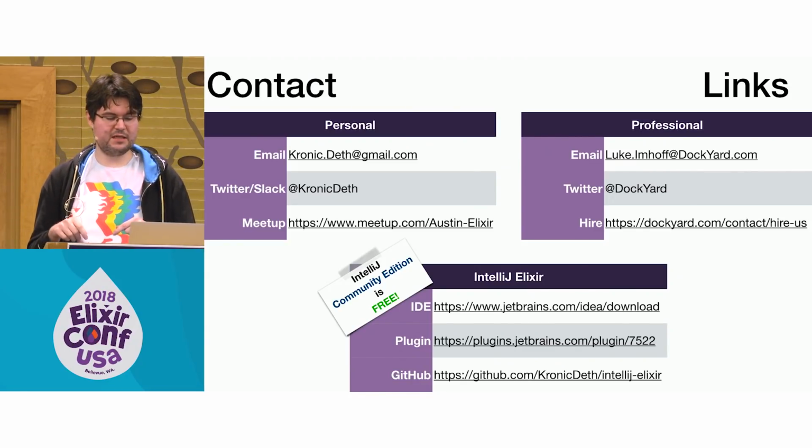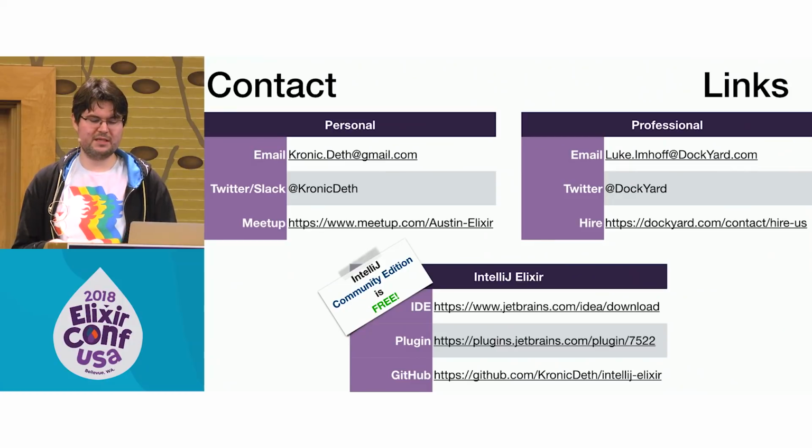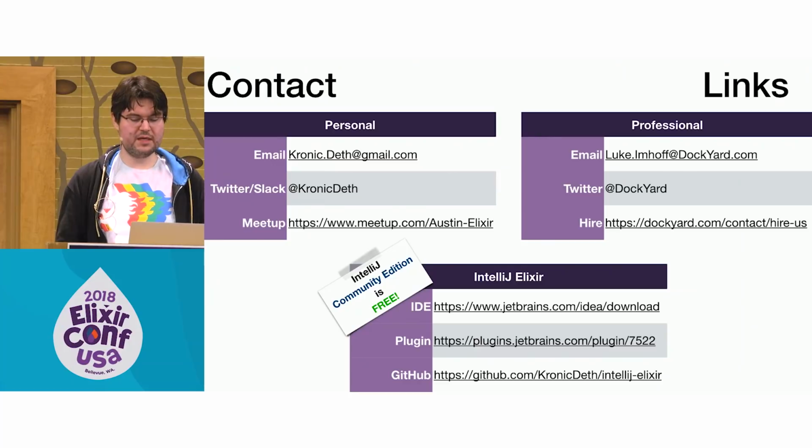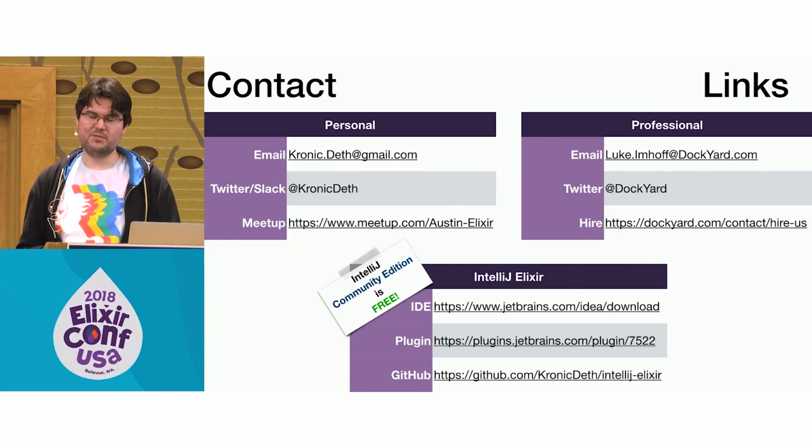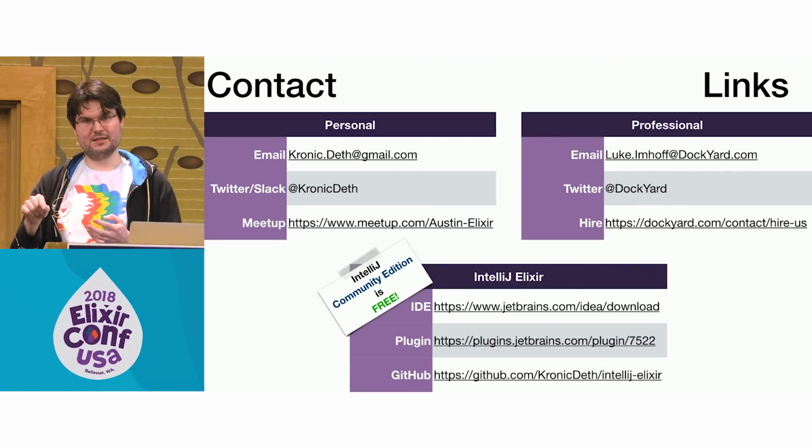If you're interested in using the debugger or the disassembler I demoed for IntelliJ Elixir, you can download IntelliJ Community Edition for free. The plugin install happens inside the IDE the same way it does with Atom or VS Code, so you just search for it and you'll get it. If you actually want to see it, though, it is available on GitHub. It is a mix of Elixir, Erlang, Java, and Kotlin. So if you want to see how to emulate the macro module in Elixir in Kotlin, it's in there.